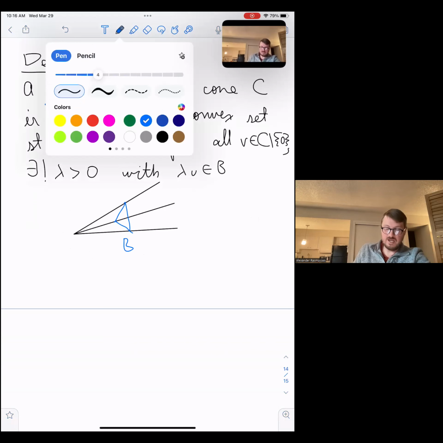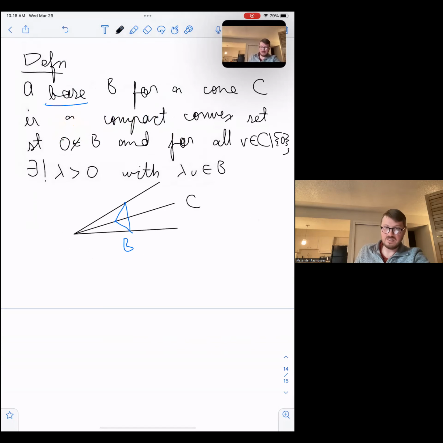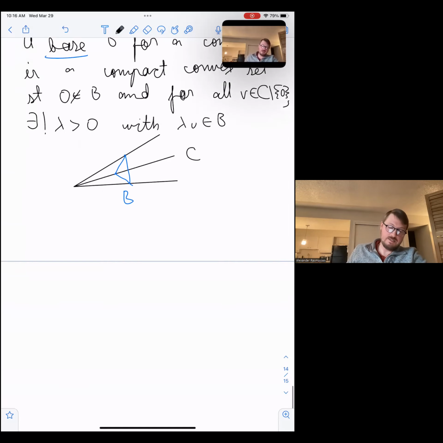So that simplex there is going to be a base for the cone. Now, the reason we want to study bases is that they give us a better idea of the shape of the cone. The cone is really like a ray times the base. So we can get an idea of the shape of the cone by just looking at the base. And the base is a compact convex set, so we can do a bit better trying to visualize it, and we have more tools to deal with it.